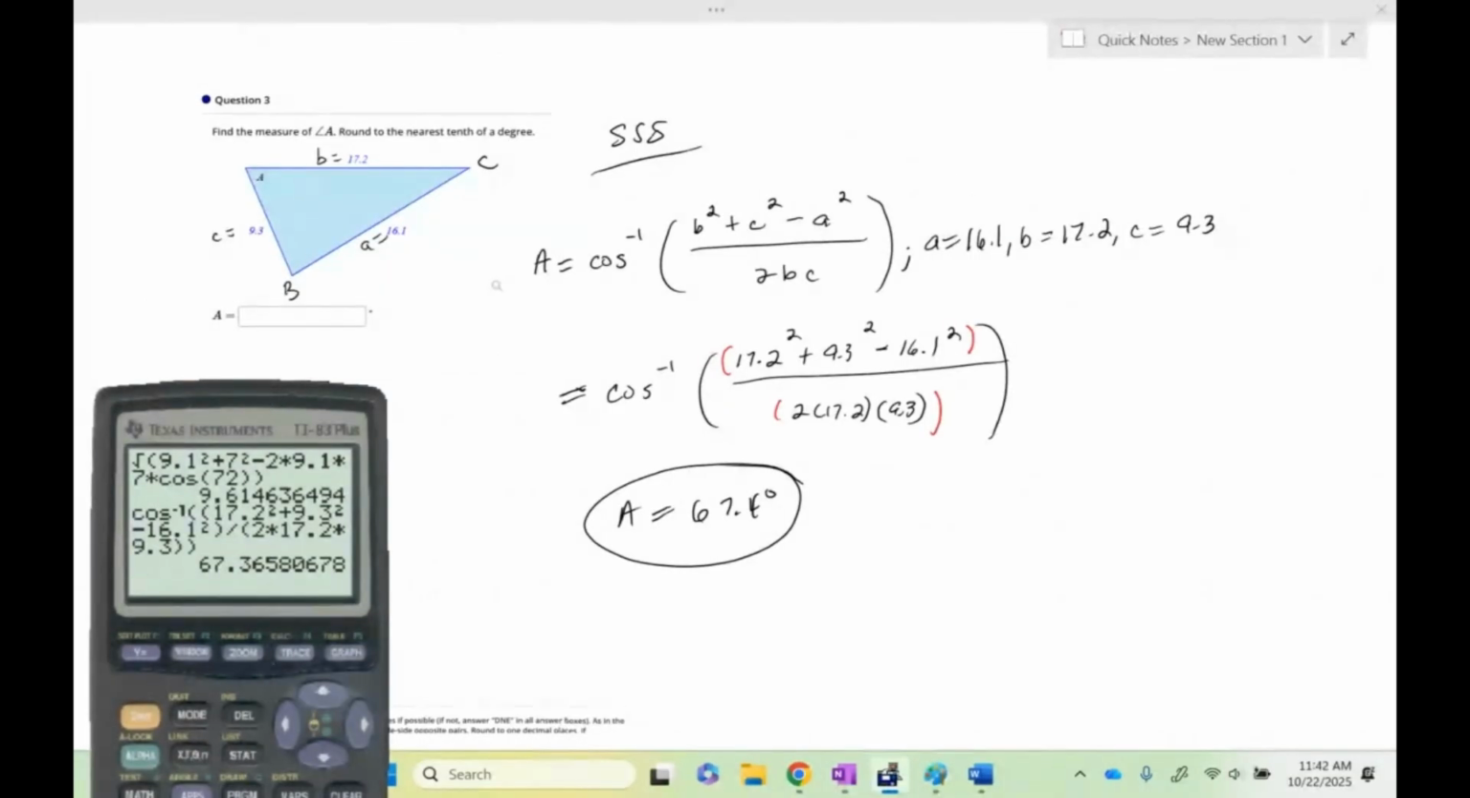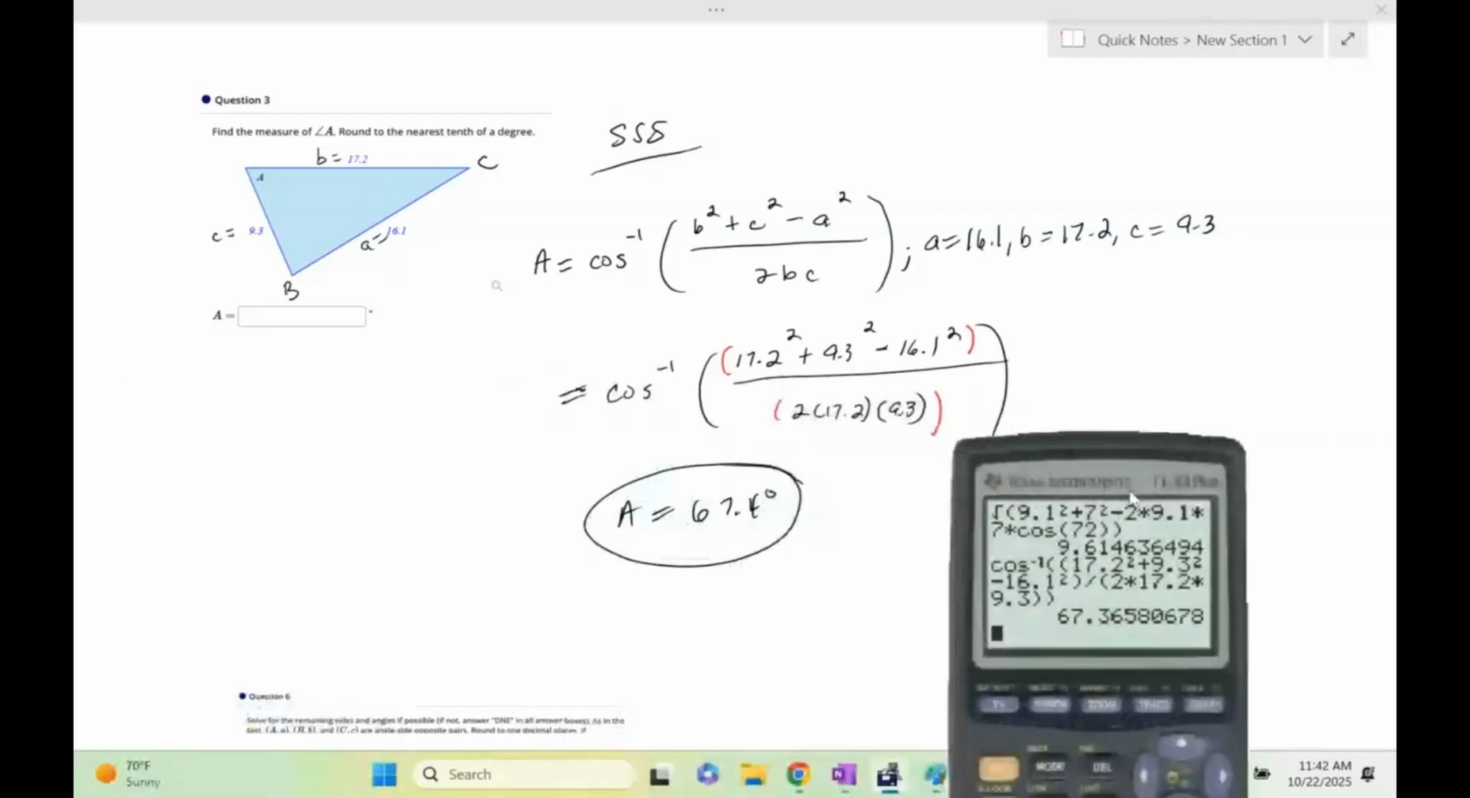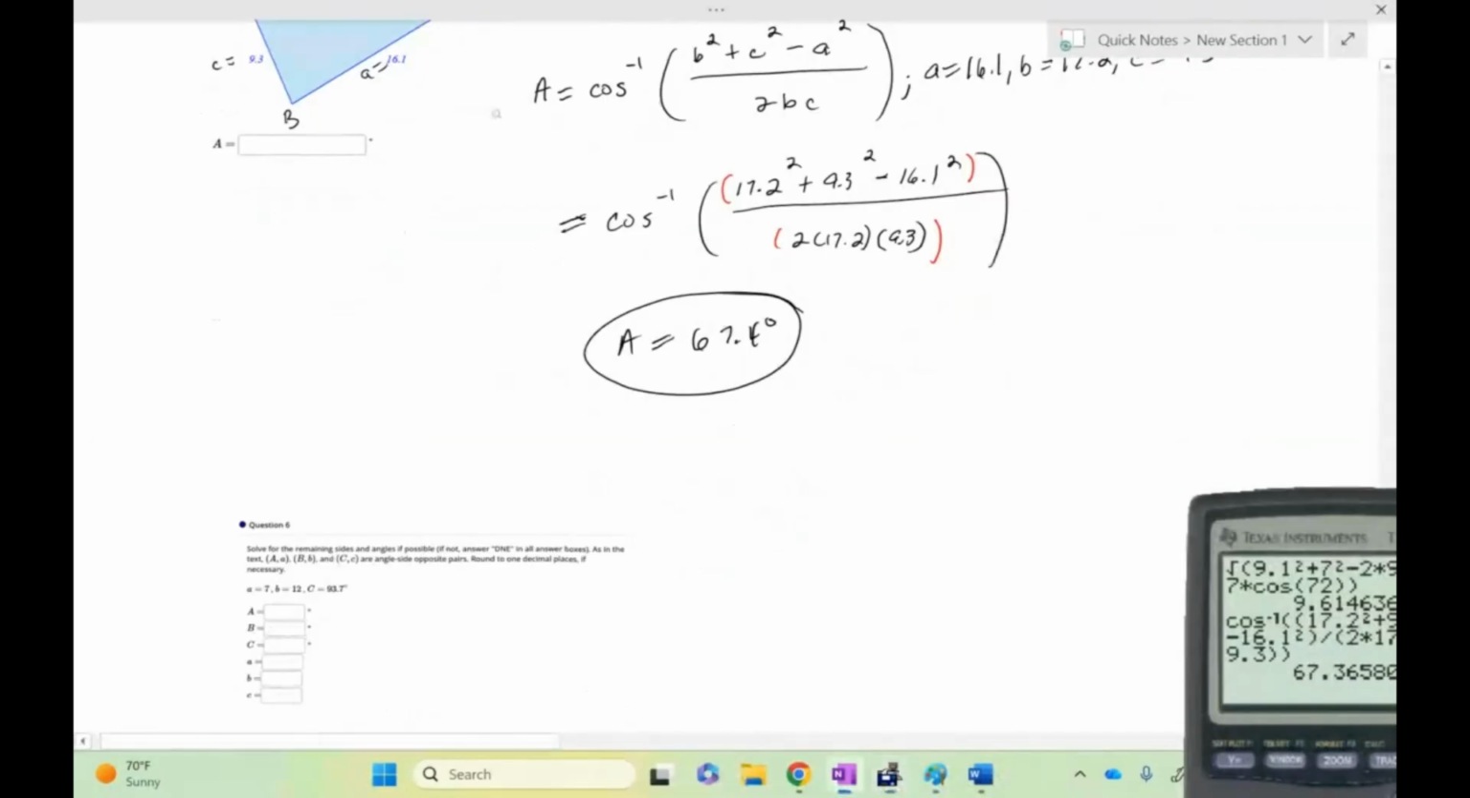So is everybody okay with that one? Now I entered it all in one step, but you could just as well simplify the top, simplify the bottom. You can do all of this in more than one step. All right, now the very last problem.